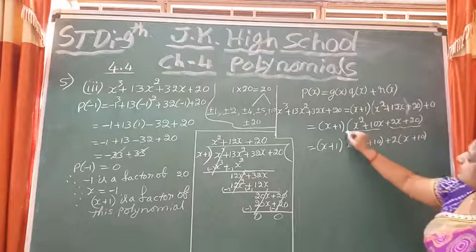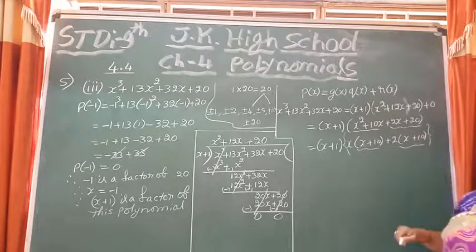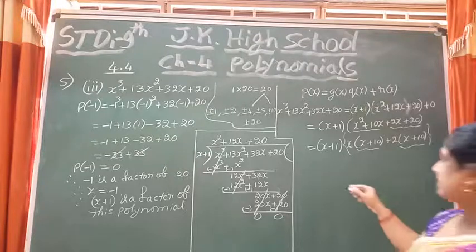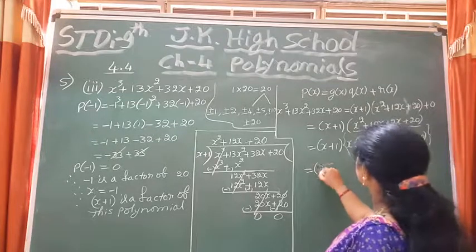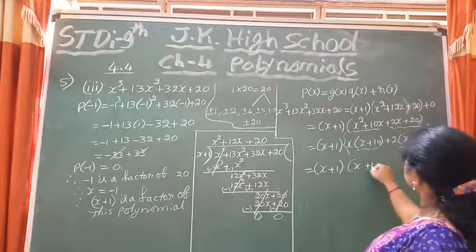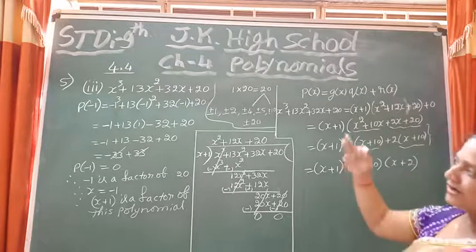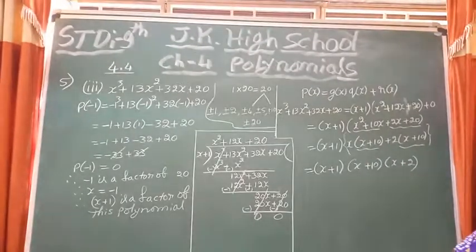So once again, in these two terms, x plus 10 is a common factor, so you take it out as common. Then x plus 1, x plus 10, I have to keep common here, then x plus 2. These three factors are the factors of this cubic polynomial, children.